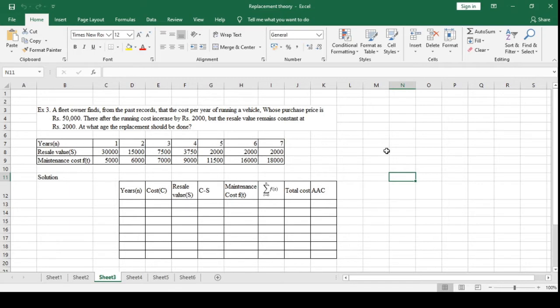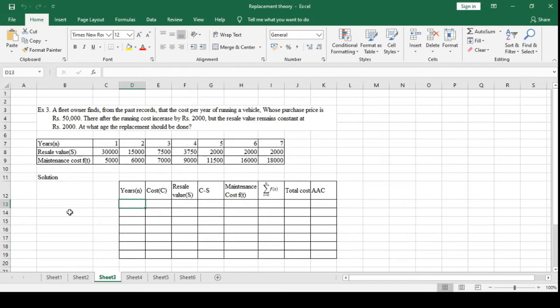Here it is said that a fleet owner has found from his past record that the purchase price for a particular equipment or vehicle is rupees 50,000. Thereafter the running cost increases by rupees 2,000 while the resale value will remain constant at rupees 2,000. A table is given to you where the years are 1 to 7, and then resale value and maintenance cost are given. So we will start solving this example by filling up this table.